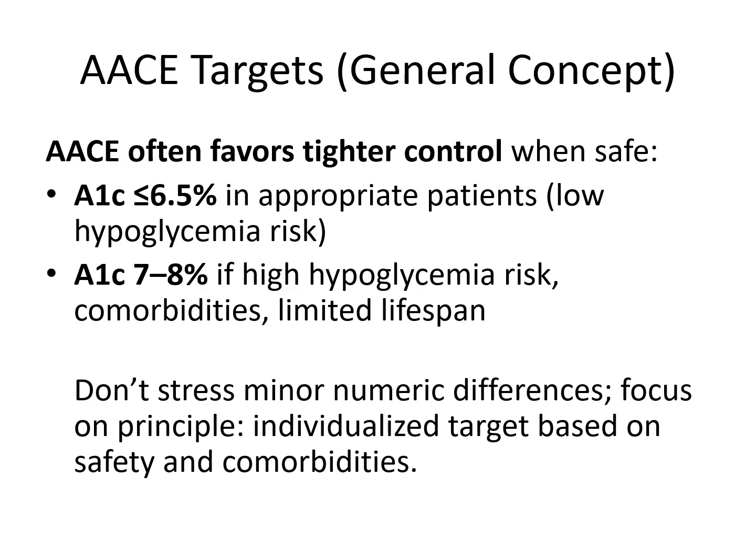Now let's discuss the AACE targets. That's the American Association of Clinical Endocrinologists. Often they favor slightly tighter glycemic control when it can be achieved safely. For appropriate patients with low hypoglycemia risk, the AACE may recommend an A1C of 6.5 or lower. However, similar to ADA guidance, if the patient has high hypoglycemia risk, multiple comorbidities, or limited life expectancy, then a more relaxed target between 7 and 8% is reasonable.